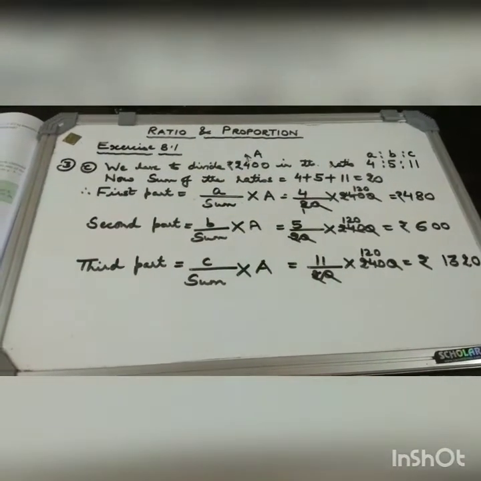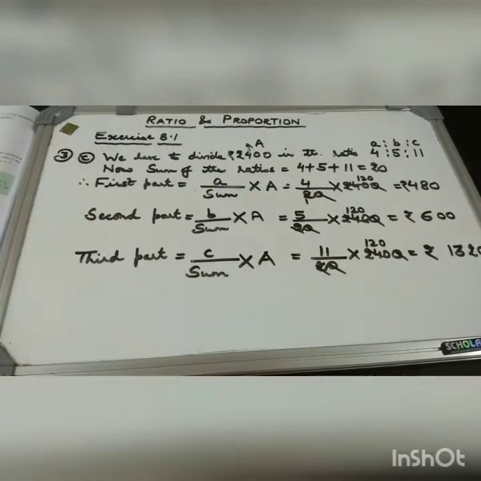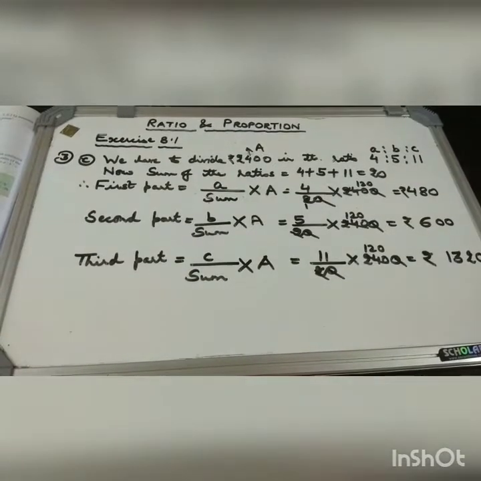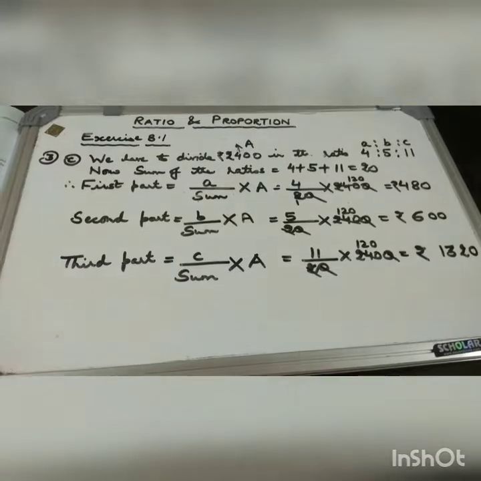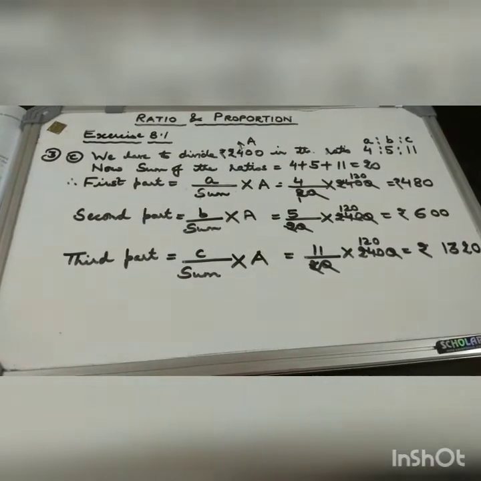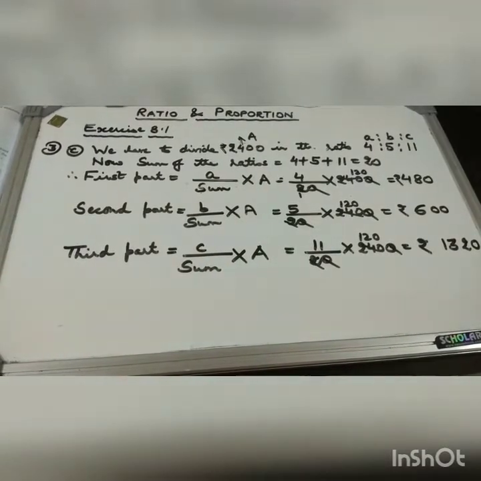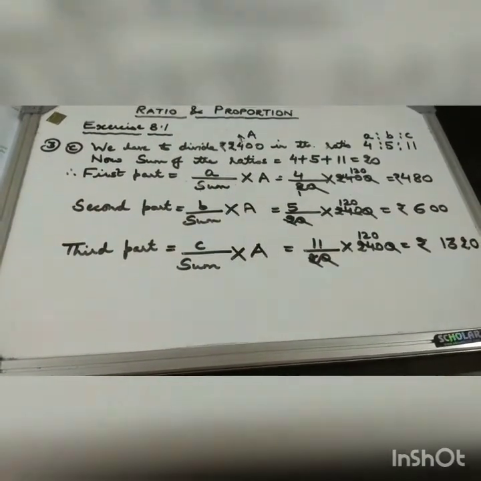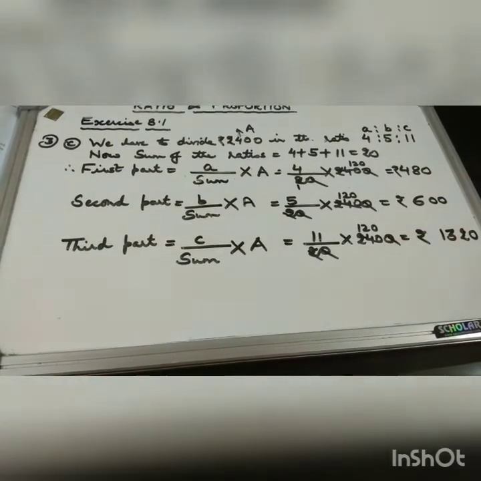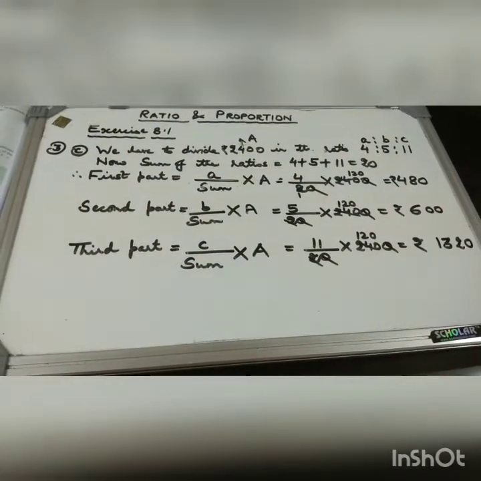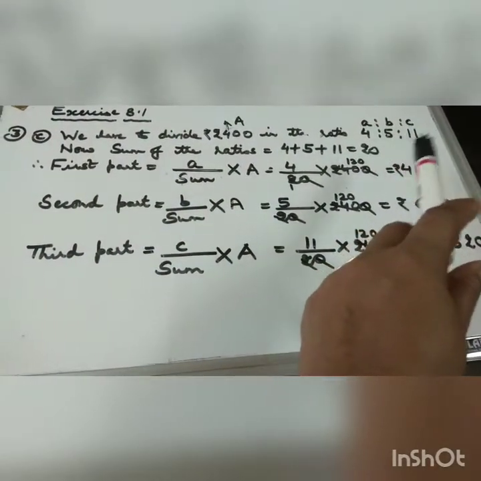Now children, we learned how to divide in different parts a given sum. Now same is the question here, that is, the question says divide the following rupees 2400 in the ratio 4 is to 5 is to 11. So the amount is 2400. I have taken it as A. Just an arrow I have made there. And A is to B is to C is your ratio 4 is to 5 is to 11.